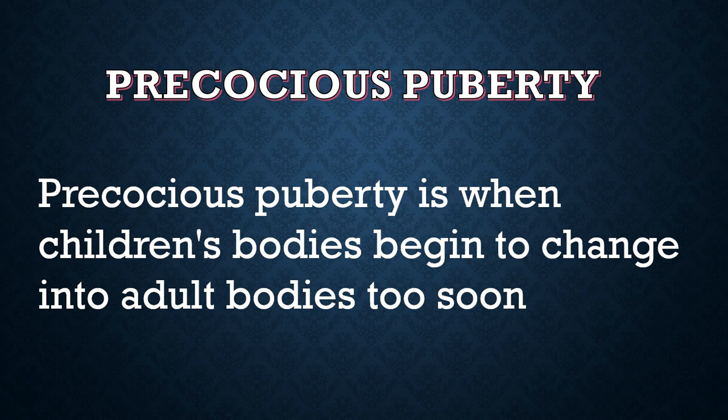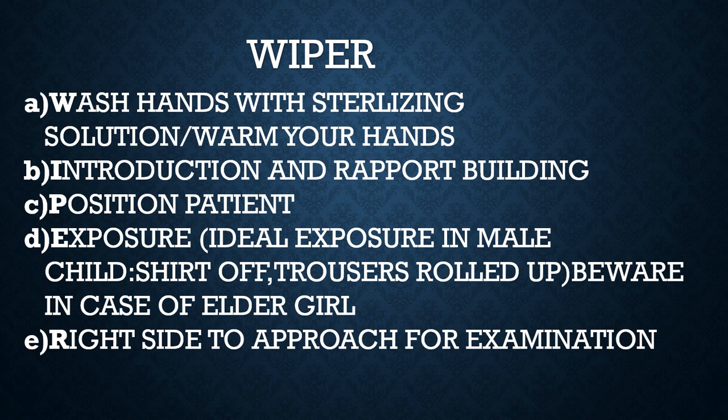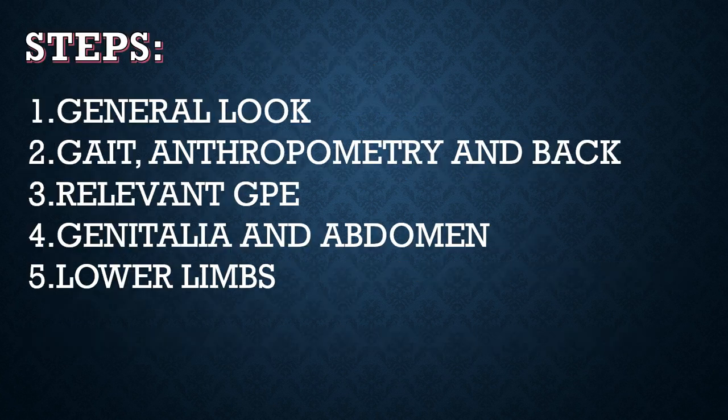So whenever a child with precocious puberty arrives at your clinic, what are you supposed to do? The first and most important thing, in every examination, in every short case, is WIPER. W for wash hands with sterilizing solution, warm your hands. I for introduction and rapport building, P for position the patient, E for exposure, and R for right side approach for examination.